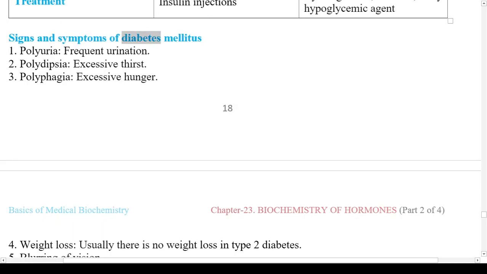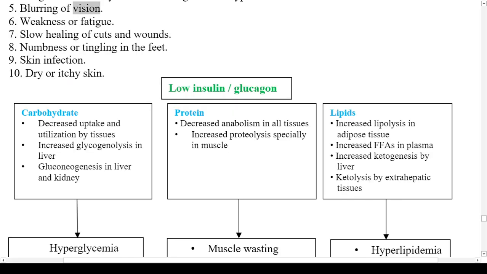Signs and symptoms of diabetes mellitus. 1. Polyuria, frequent urination. 2. Polydipsia, excessive thirst. 3. Polyphagia, excessive hunger. 4. Weight loss, usually there is no weight loss in type 2 diabetes. 5. Blurring of vision. 6. Weakness or fatigue.